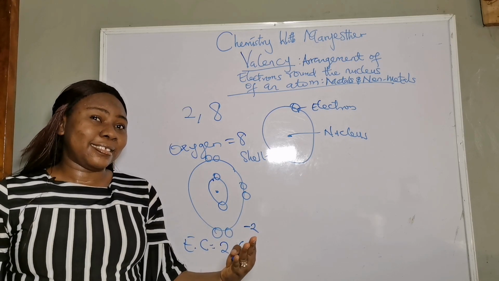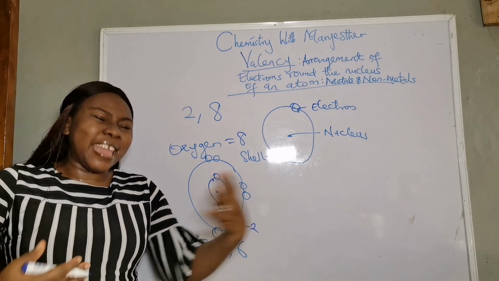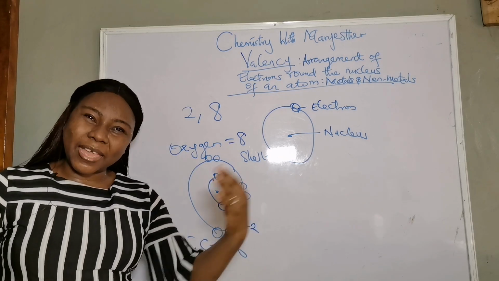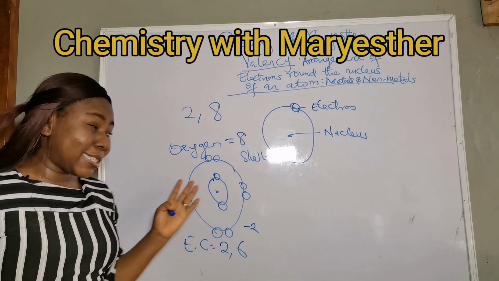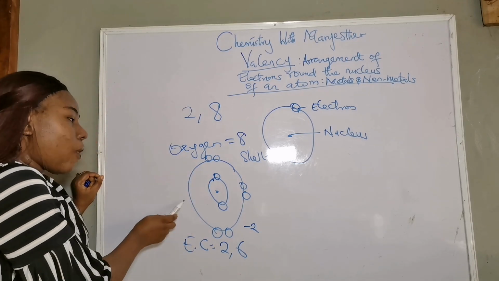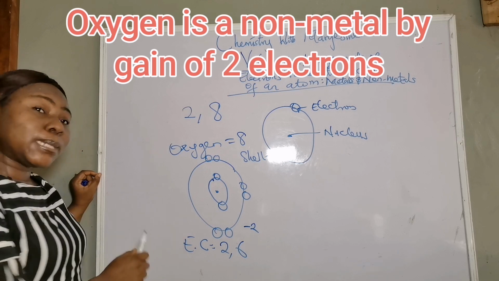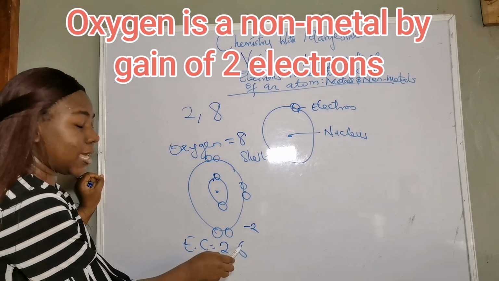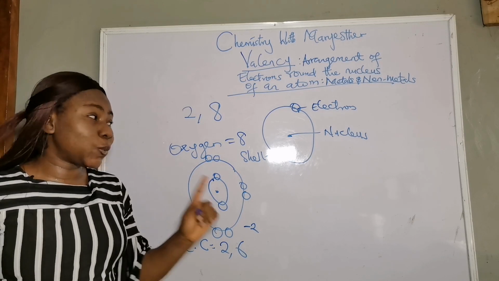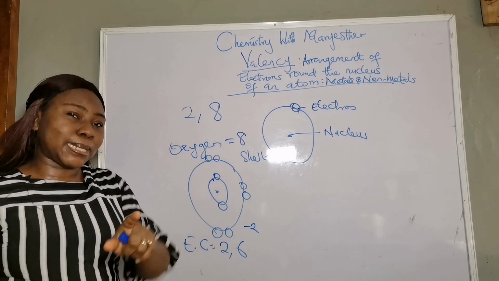While non-metals are those elements that gain electrons when they ionize. They ionize by gaining electrons. They are borrowers. They are beggars. For instance, this oxygen now, it is easier for oxygen to borrow 2 more to become stable and have 8 here than to throw away 6. That is why oxygen is a non-metal.